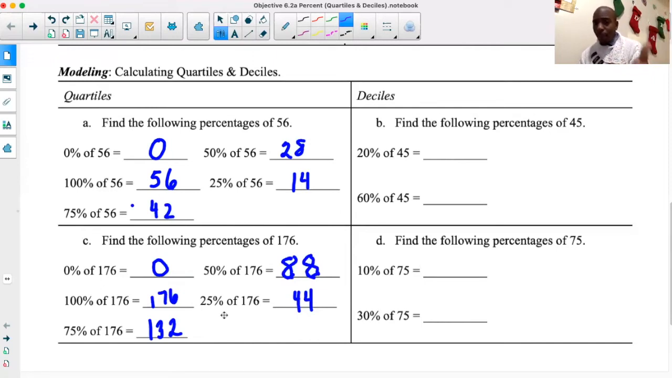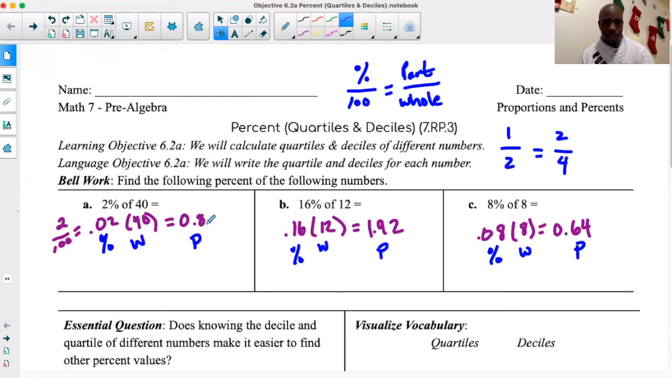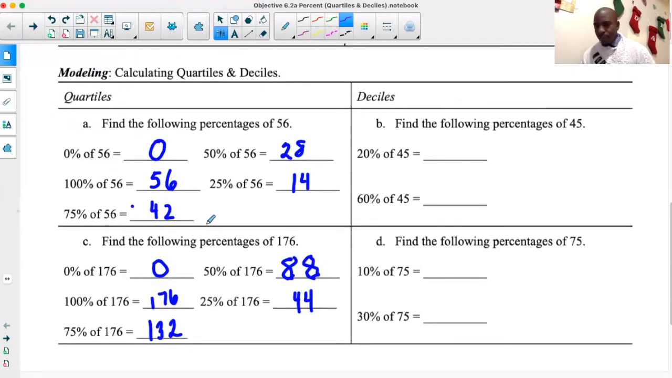And you can always check by turning 20% into 0.2, multiplying by 45. But I want to challenge you not to do that right away and see if you can learn a different way with me. To find the following percentages, I want to first find 10%. Every time you need to find a decile, I want you to think about, well, what is 10% of that number? Okay, what is 10% of that number? I'm going to go back. I apologize, it jumped ahead. What is 10% of 45?